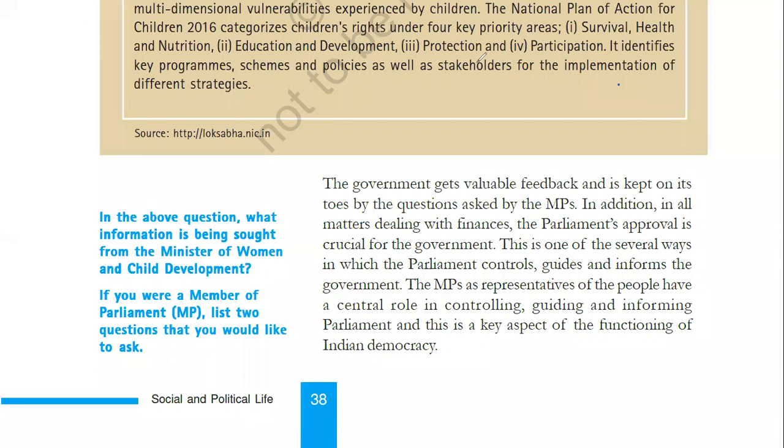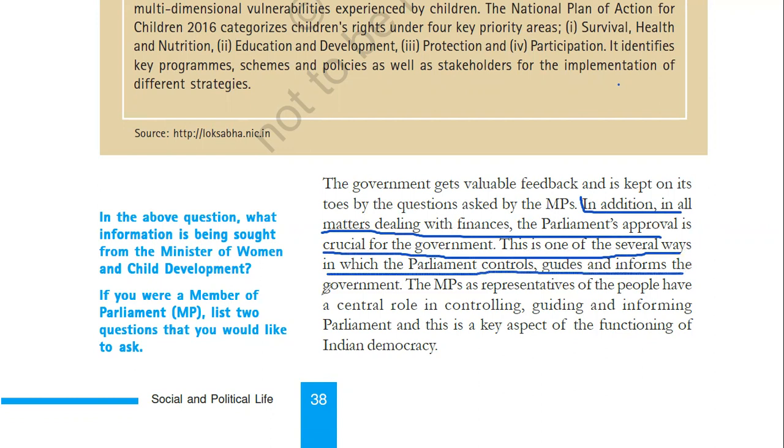Then for the next point, we'll go to the next page, page number 38. In addition, in all matters dealing with finance, the parliament's approval is crucial for the government. This is one of the several ways in which the parliament controls, guides, and informs the government. This would be point number 3.